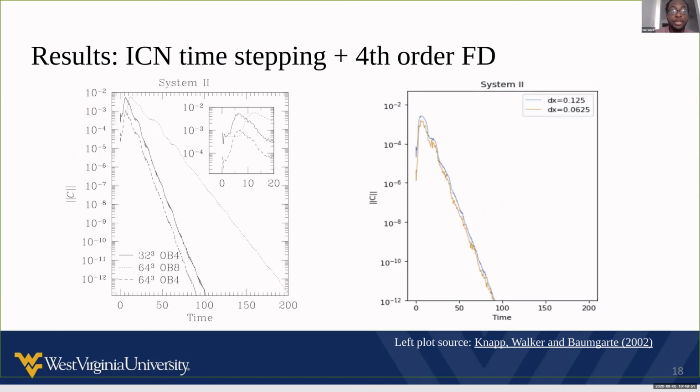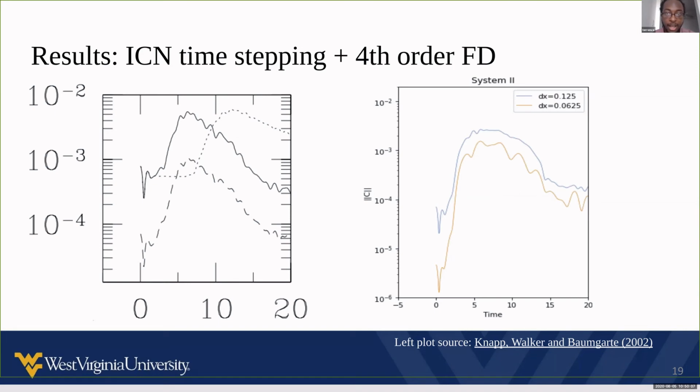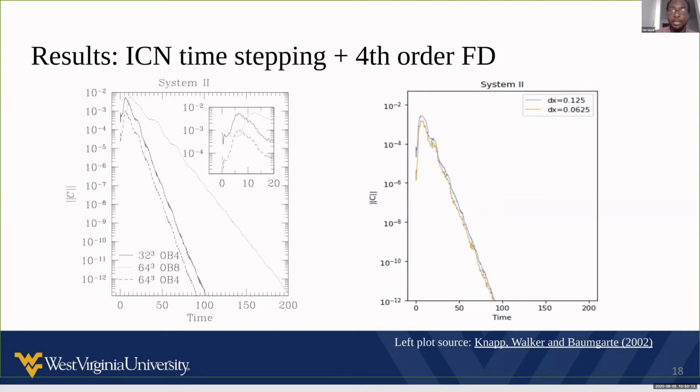Now compare this to system 2, where we do see these error modes propagate away at the speed of light, and you do see the L2 norm of the constraint violation decrease exponentially. And if we zoom in a little bit, you'll see that it does increase a little bit more than what you see in system 1, but again, it decreases exponentially, so no worries there.